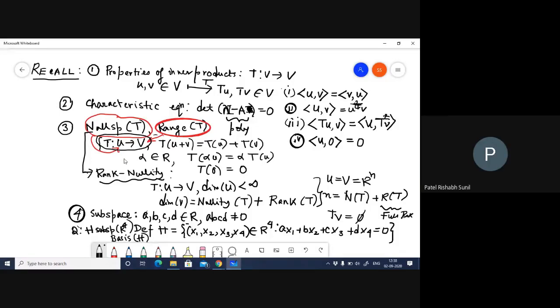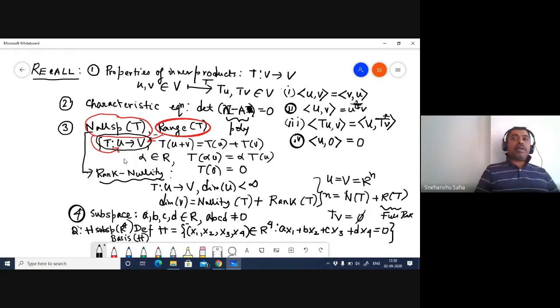Yes, sir. Yes. Why? So, one doubt: is it possible for the mapping of the basis set of U to V that some of them need not be independent? Is that possible? No. Yes, of course.